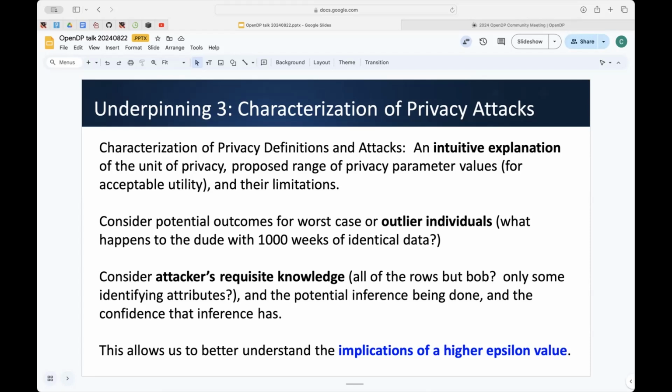You can also characterize, when we're thinking about privacy metrics or empirical privacy, what the requisite knowledge is. In synthetic data, what that looks like, well, we'll get to that in the next slide. But what this does is let us think through the implications of a higher epsilon value. So rather than picking it and saying, oh, it looks fine, the utility is still terrible at epsilon 3, probably the privacy is fine at epsilon 3, or whatever approximate thing we've been doing so far, this lets us start to think it through.